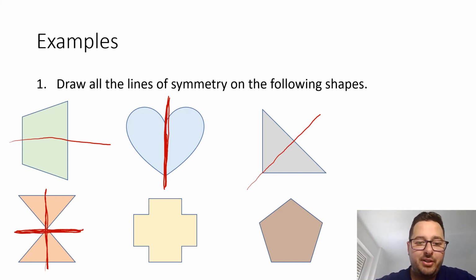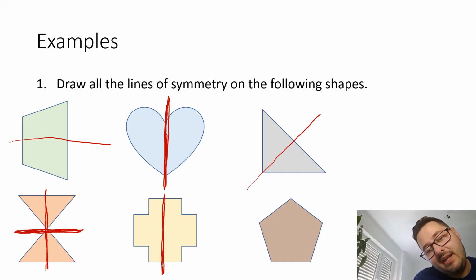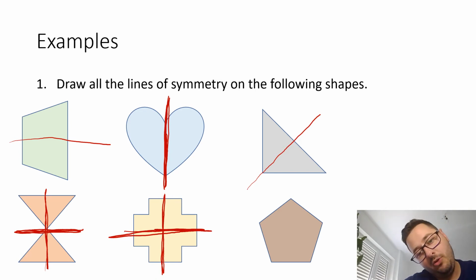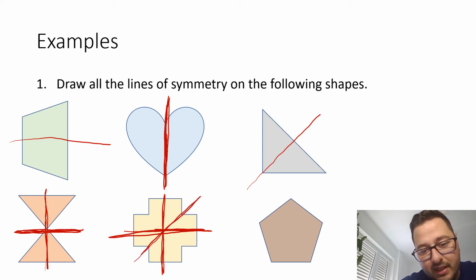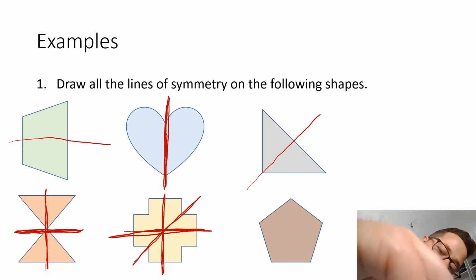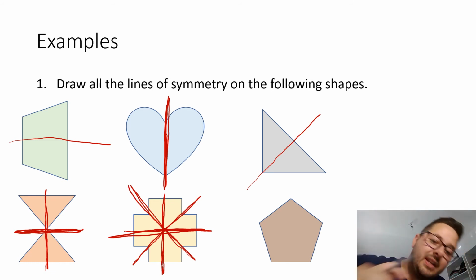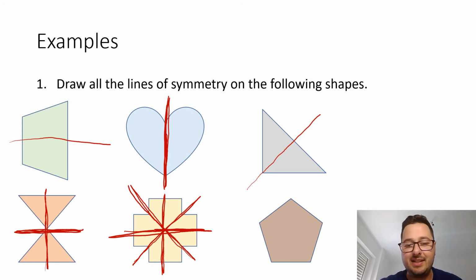Now this plus sign, this has quite a few lines of symmetry. So this has one going down like that. It has one going across like that. But then it also has one, that is terrible. Let me try that one again. It has one diagonally like that. And it also has one diagonally like that. Okay, so there's a lot of lines of symmetry.